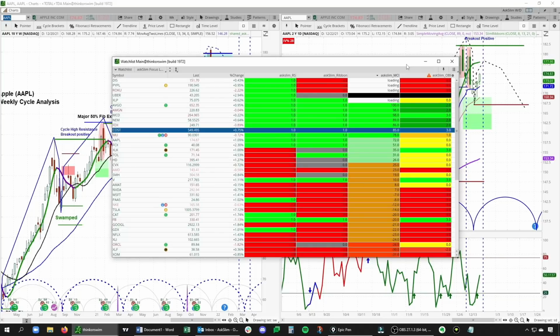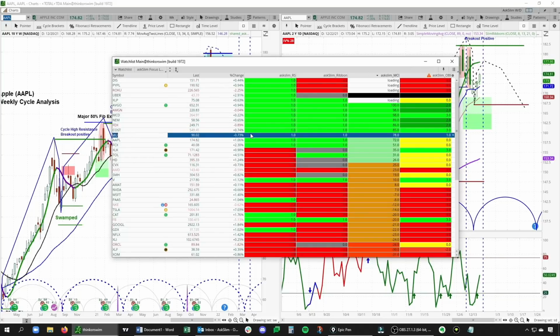So let's just look at MU here. For MU, you can see on the Reversal Scout, it's +1. On the Slim Ribbon, it's also +1. So that tells us we have really bullish daily momentum right here. We also have a very positive reading on the MCI at +78. So that says that we have a very bullish underlying condition here.